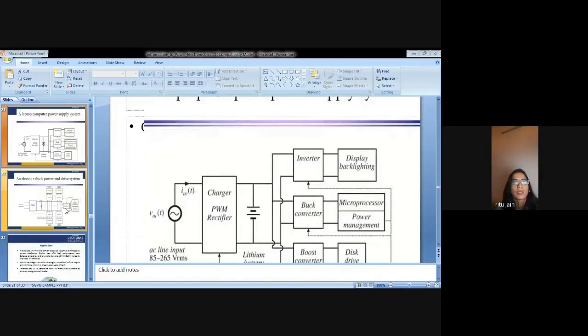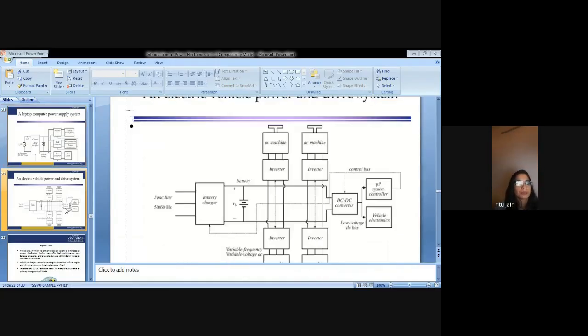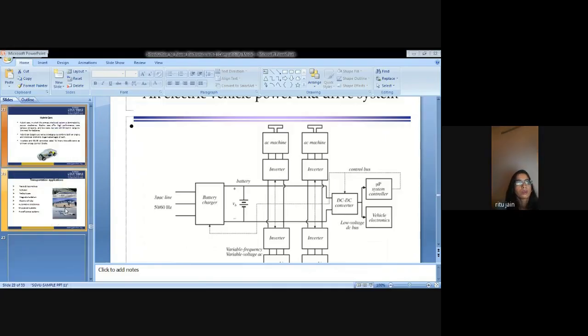So these are the different kinds of rectifiers, PWM rectifiers. We will discuss them later. These are the different kinds of AC machines and inverters, and they are very useful.